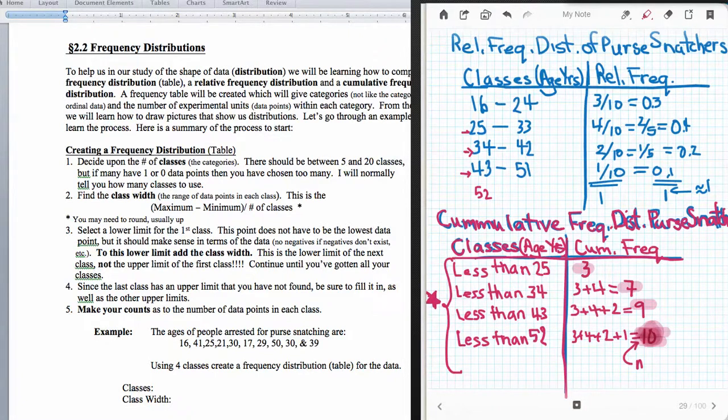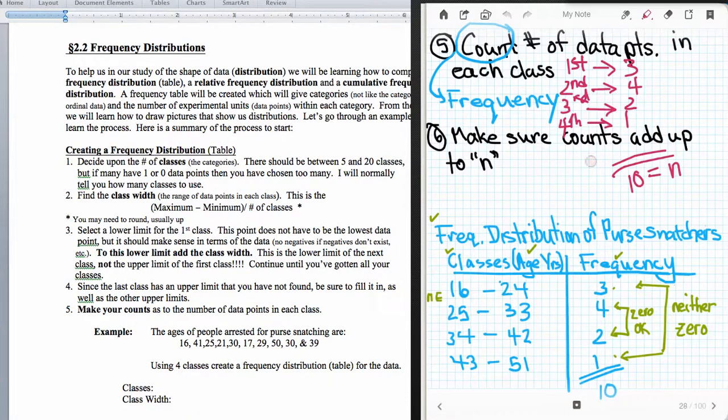So let's go and talk about what kind of shape that we can see, what distribution we can see. One of the things that we can see as we look at this frequency distribution of purse snatchers is that 3 and 4, those are fairly large amounts of our 10 here, right? And so we have 3, 4, and then only 2 and 1. So most of our purse snatchers, if you think about it in that way, are right in this range here. And then there's, to a lesser extent, in this higher range here.